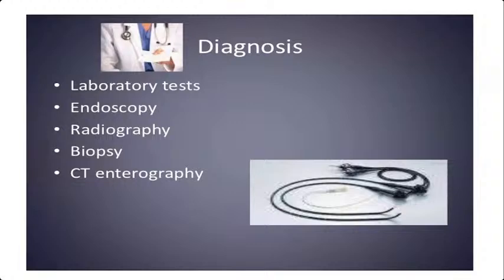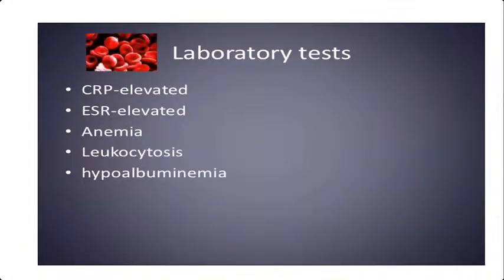Laboratory diagnosis for Crohn's disease: endoscopy, radiology or imaging, biopsy is important, and CT enterography can be done. For laboratory investigation, CRP is elevated, ESR is elevated, varying degrees of anemia, leukocytosis, and hypoalbuminemia because they are losing protein in the diarrhea.